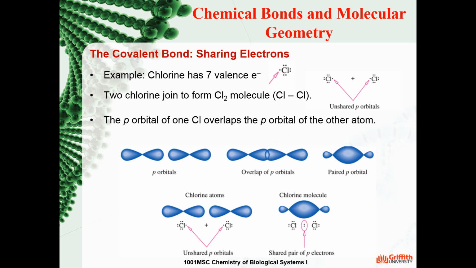We said that the chlorine atom has 7 valence electrons. So when the two atoms come together, they have a total of 14 valence electrons. However, because the two atoms are sharing electrons, they have both achieved the octet rule.